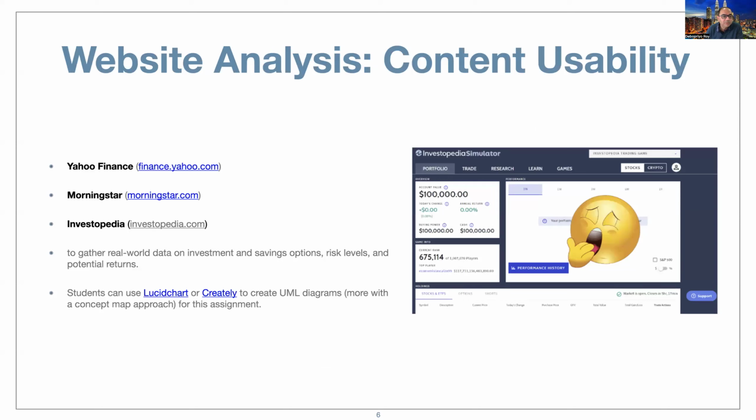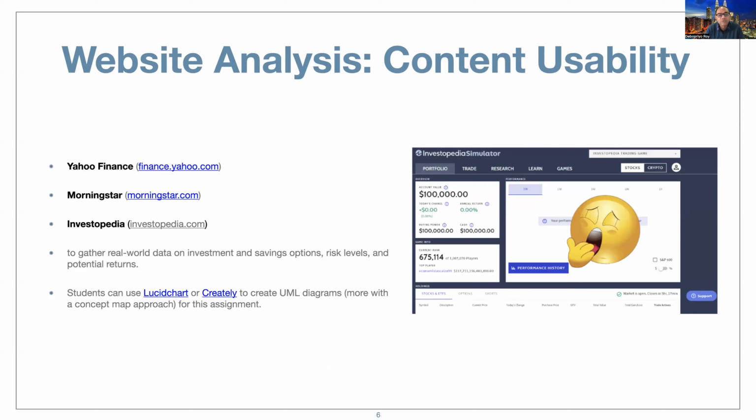So basically, this talks about the different kinds of websites that this project is using and will be using. They will be using Yahoo Finance, Morningstar, Investopedia, and so on to gather real-time data on investment and saving options, risk and potential returns, those kinds of portfolios.